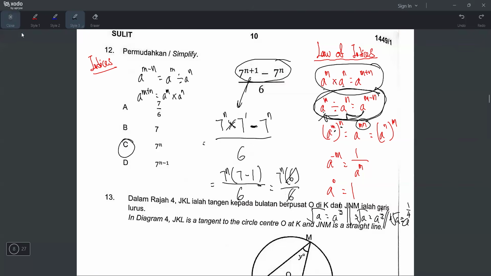Okay? Alright. So hope you understand. Oh, by the way, the one I wrote beside is not the working actually. This is just some notes to explain to you about law of indices. So this is not really that important. But if you find it useful, you can salin down if you want.